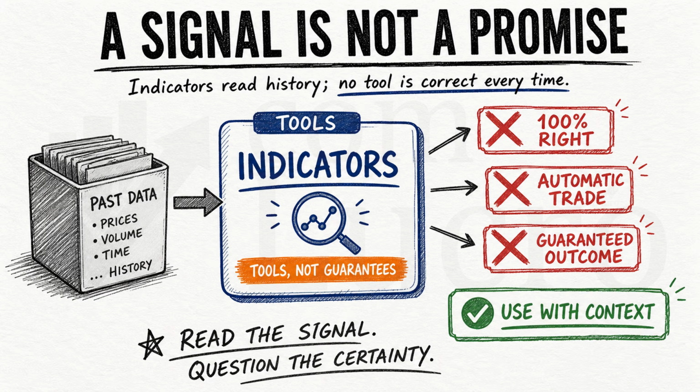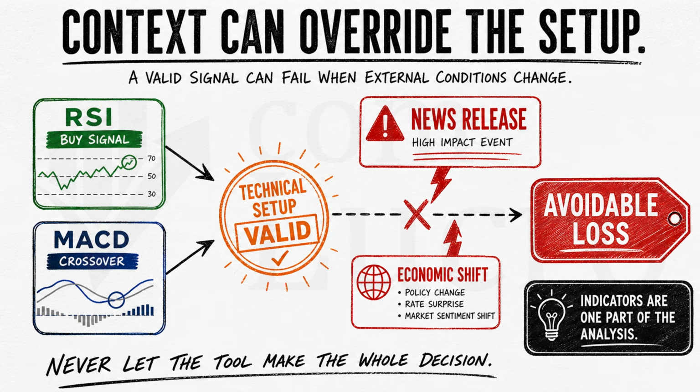The first is leaning on indicator signals without considering anything else. Indicators are tools, not guarantees. They read historical data, and no indicator is right 100% of the time. Taking a buy signal from an RSI or a MACD crossover while ignoring the broader context, a major news release, a shift in economic conditions, is how a technically valid setup turns into an avoidable loss. Use indicators as one part of your analysis, never as the decision maker.